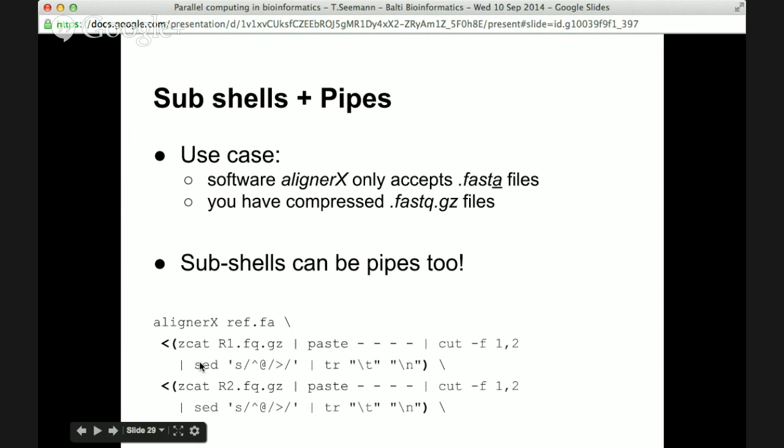Here I'm taking my compressed FASTQ and piping it to paste, which puts 4 lines into 1 line, cutting out the first 2 lines, which are the ID and the sequence, replacing the FASTQ at sign with a greater than sign so it's FASTA, and then this tr command converts it back to FASTA format, putting it from 1 line back into 2 lines. That's quite convoluted, but it gives you an idea of the power of what can be done with subshells.